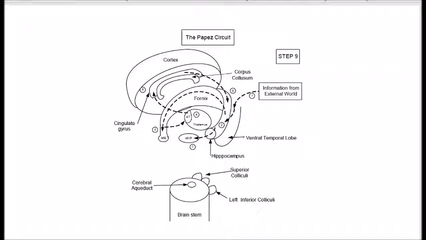Now, this figure is from the text and lays out specifically the Papez circuit. And we discuss in the book the case of HM. HM was a man with severe epilepsy. During the 1950s, he underwent surgery to remove epileptic foci in his hippocampi bilaterally. Upon recovery, he was intellectually intact. He had no motor deficits. His short-term memory was fine, but he could not create any new long-term memories.